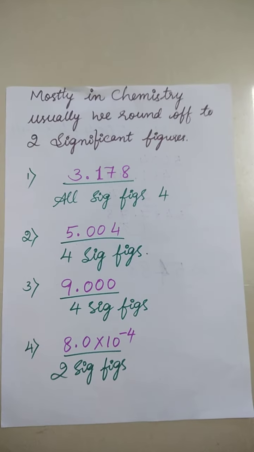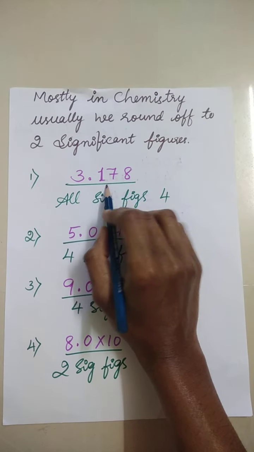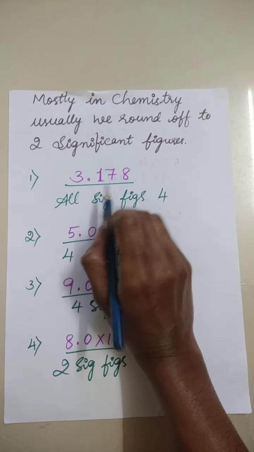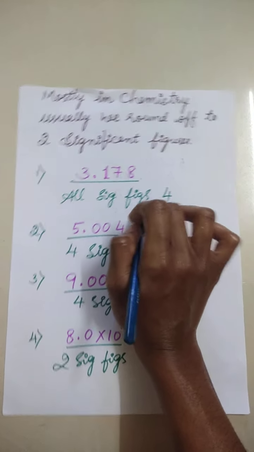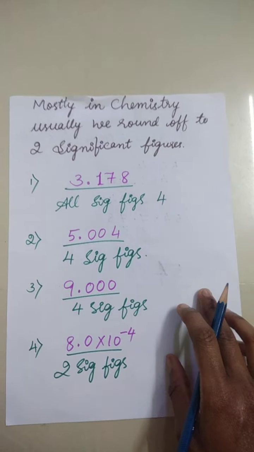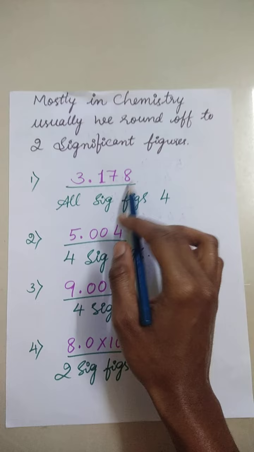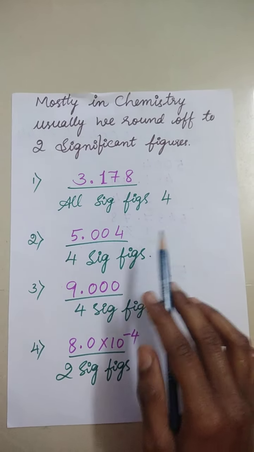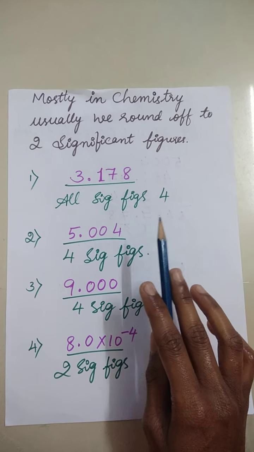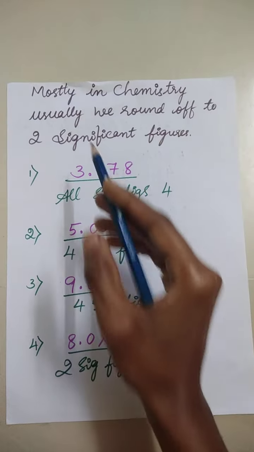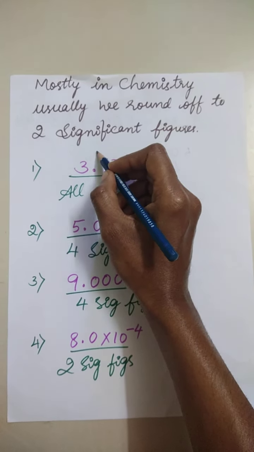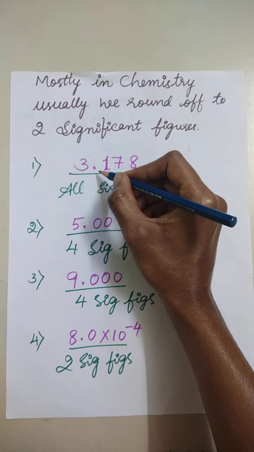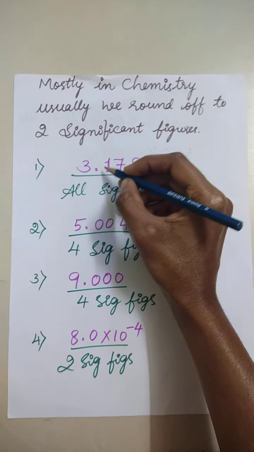we have 3.178. So all these are the significant figures. Okay, because all of these will have the value which we will be using. So 3 is an important number. Okay, so the point is there. See here, the decimal point.